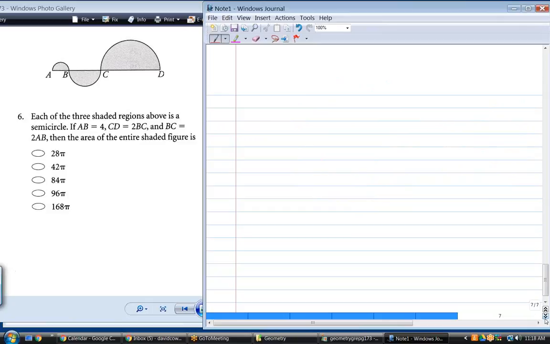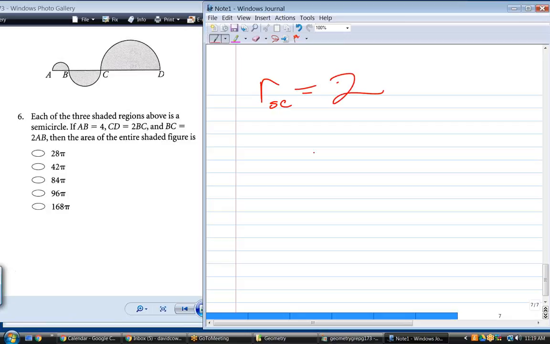Each of those 3 shaded regions is a semicircle, and they're giving us the diameter of one relative to the other. So, what's the area of the entire shaded region? They're saying that that's 4. What's the radius of the littlest circle, the radius of the smallest circle? The radius of the small circle would be 2.